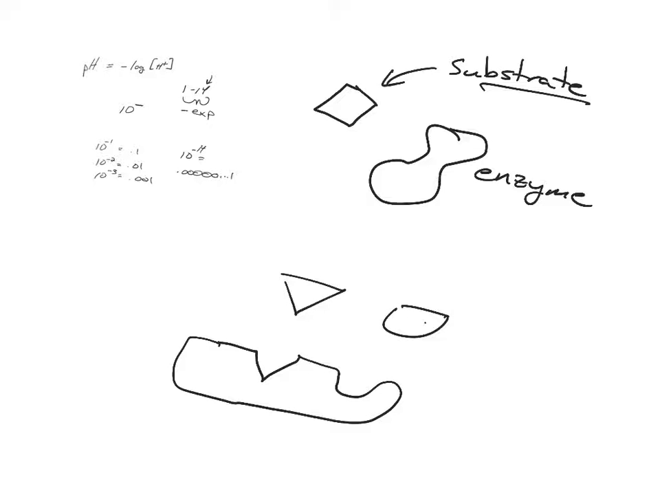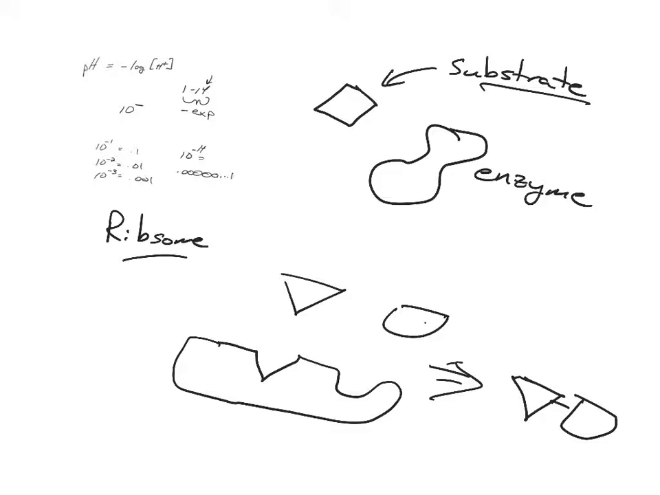And what it's going to do is bring them together. So when it's done, the enzyme could link them together. One example of an enzyme would be a ribosome. And what does a ribosome do? It creates proteins by connecting amino acids. So enzymes can connect things together, they can break them apart, but they speed up the reaction. They themselves are not involved in the reaction.